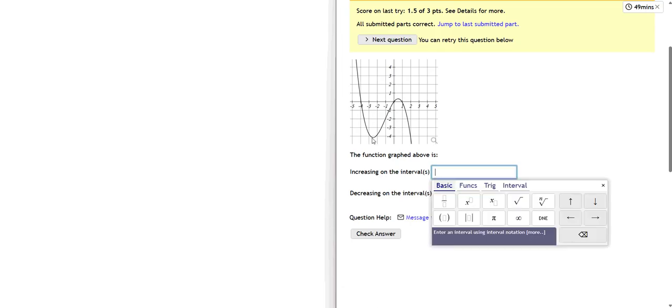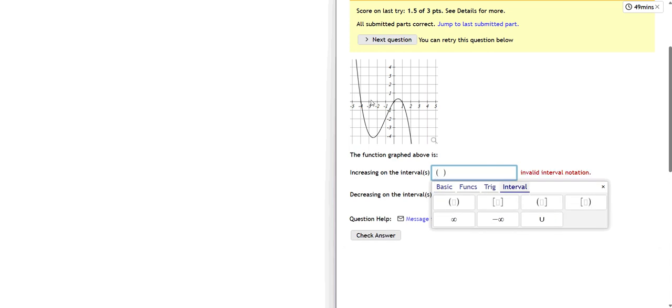And then where it's increasing is from the interval starting at negative 2.5 and going all the way up until positive 0.5.